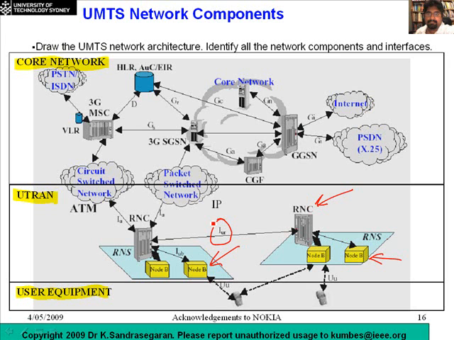So now we've incorporated a new interface called the IUR interface, and this is very important for the UMTS network, because as a result of this we can now perform things like soft handover, and we can also perform something called macro diversity. Okay, all of these are possible only because of the fact that this new IUR interface has been implemented between RNCs.